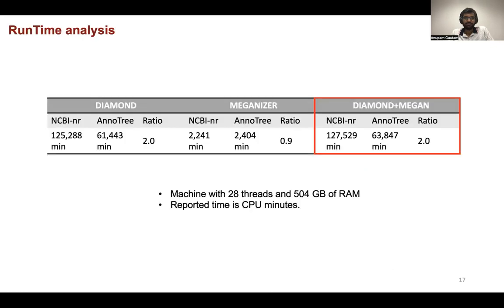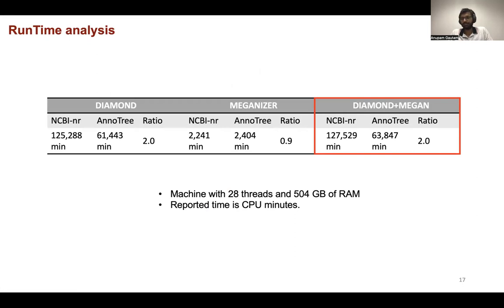So finally, we carried out the runtime analysis. And over here, we report the CPU times. We used a machine with 28 threads and 504 GB of RAM. And as you can see, the total time taken by the DIAMOND+MEGAN pipeline is present over here. If you look at the ratio, we can say the AnnoTree run was twice as fast as NCBI-NR.